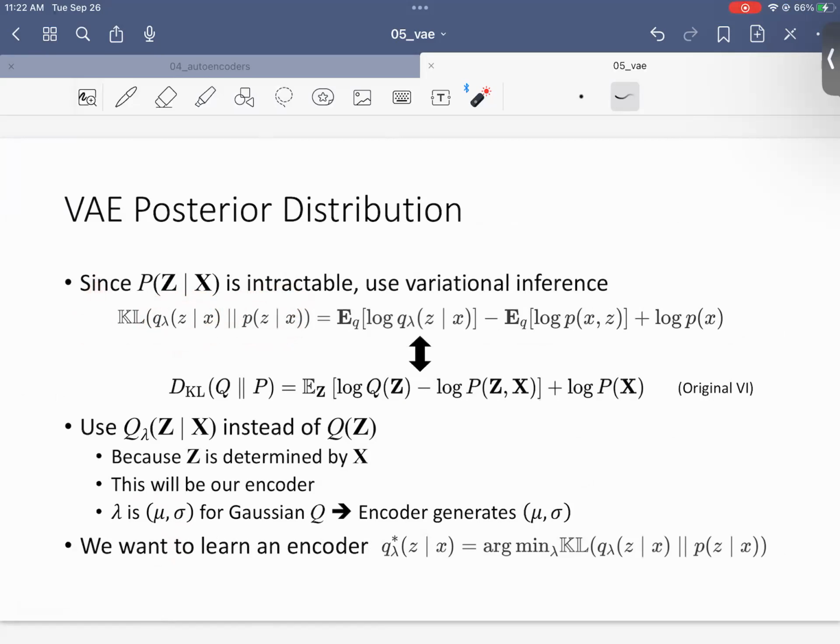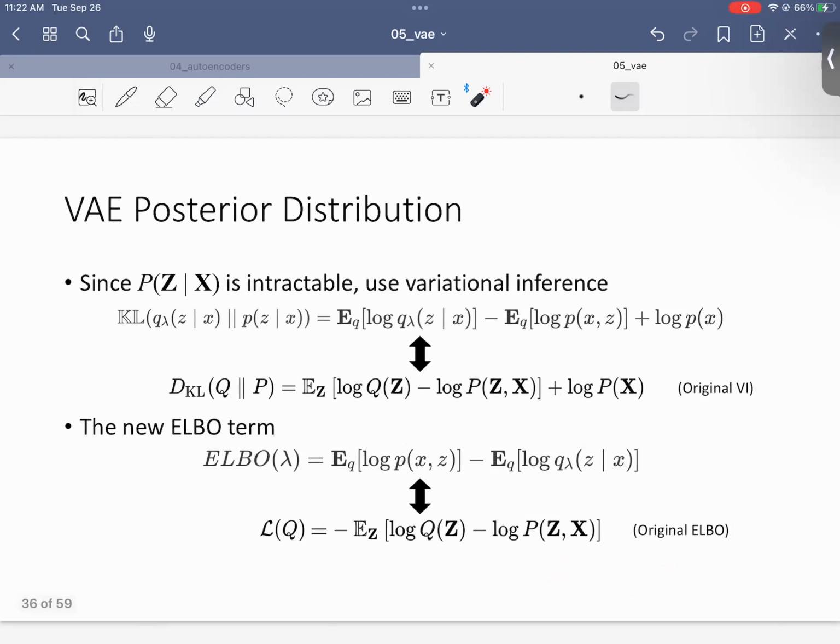Before in VI, we wanted to minimize this because minimizing this means that Q and P are the same. So we want to do the same here. We want to minimize this, and that means minimizing the KL divergence, and the only parameters we can tune around is lambda, which is the mu and sigma of this Gaussian distribution. So now we go to the familiar stuff. So we move this term here, just like we move this term here, and log p(x) on one side, which was the constant.